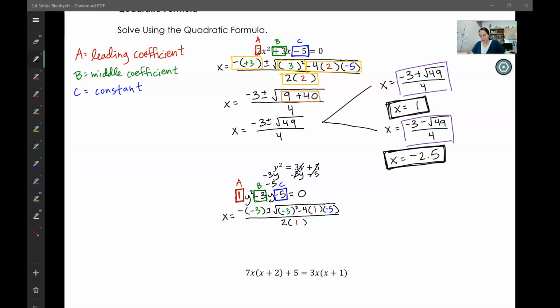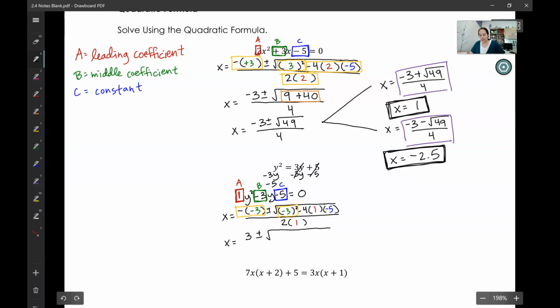Okay, this is what you should have gotten: negative b plus or minus the square root of b squared minus 4ac all over 2a. Now we're going to follow our simplifying steps. So our first one, bite at a time, is negative 3. Two negatives make a positive 3. Next one is negative 3 squared.